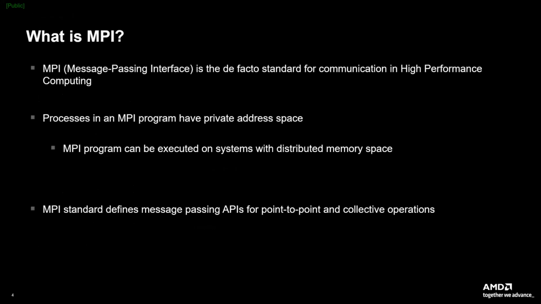So as you know, MPI is a standard for communication in high-performance computing. Processes in MPI have their own private address space, and we can run MPI programs on systems with distributed memory space. The MPI standard defines message passing APIs for handling different kinds of communications, including point-to-point and collective communication.